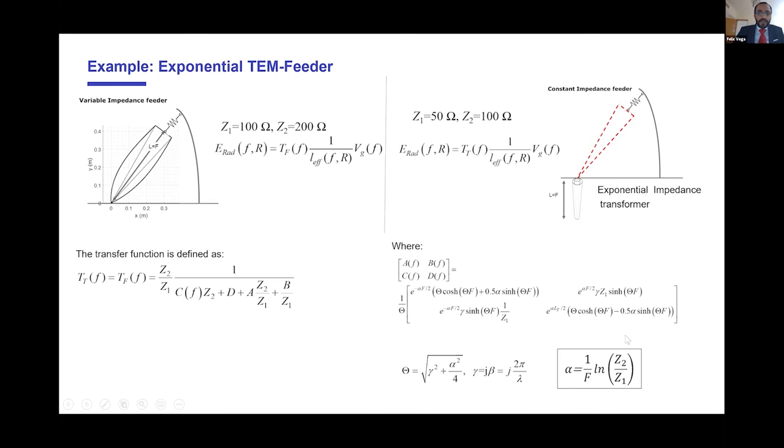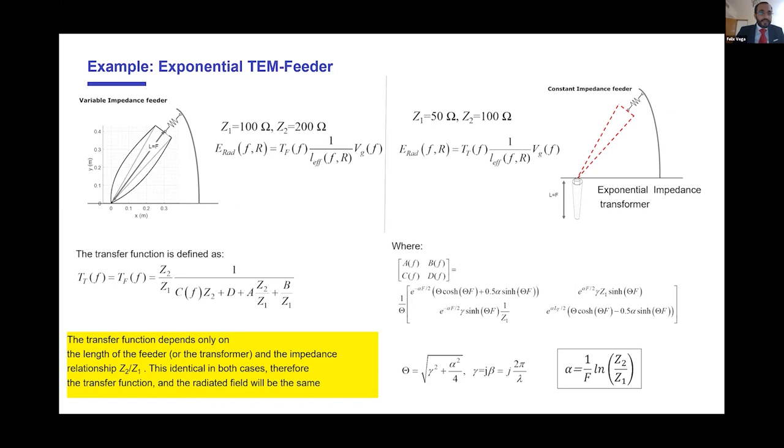Taking a look at this expression, it can be seen that the ABCD parameters depend only on two terms: the ratio between the two impedances and the length of the transformers. So if the ratio between the two impedances in both cases is the same and the length is the same, TT and TF are going to be identical. And that's the key of this strategy.